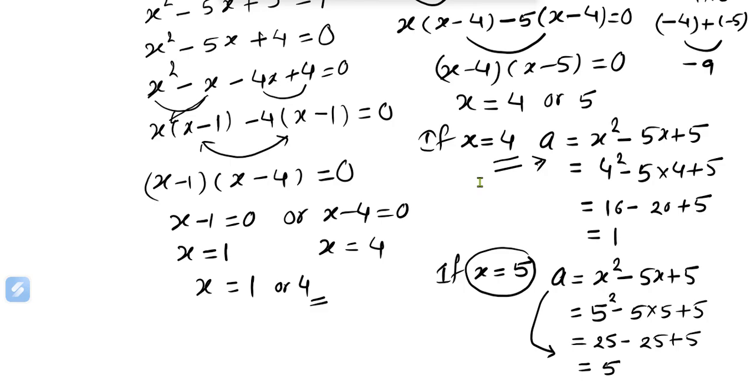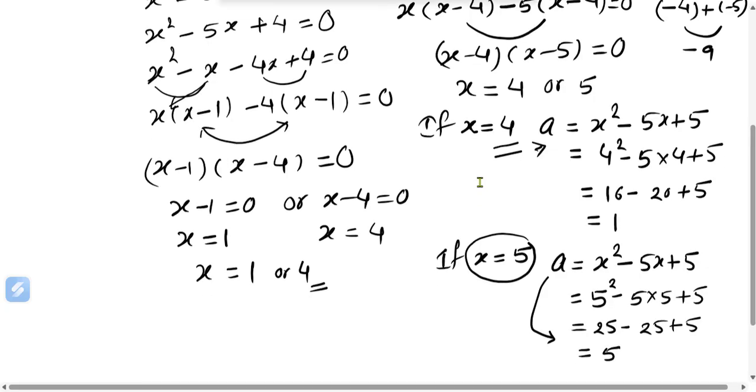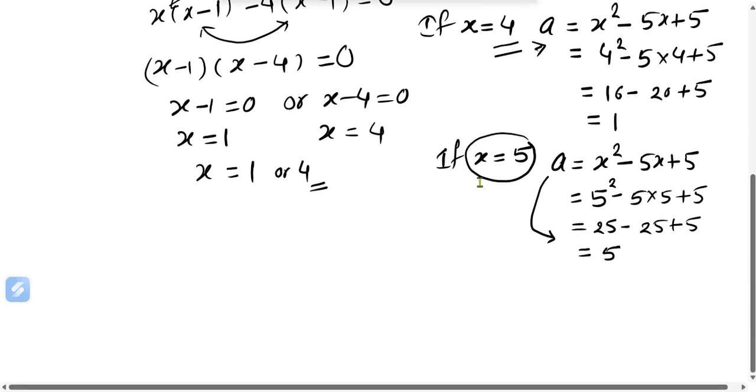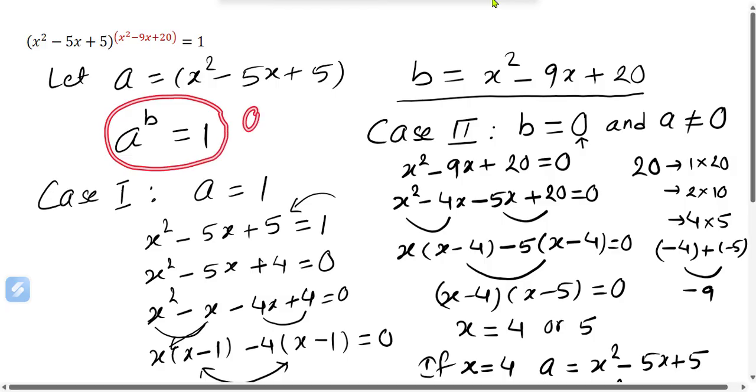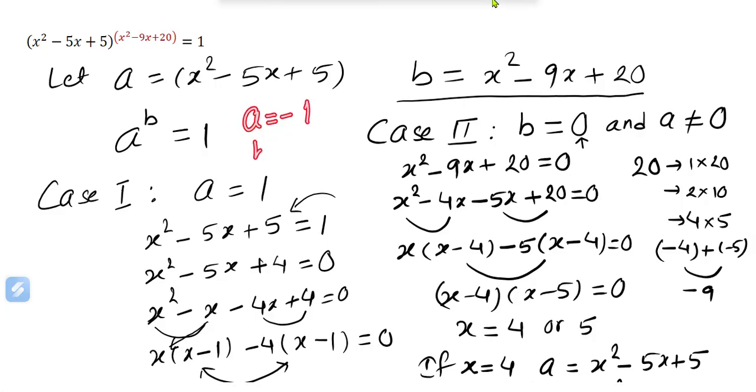So in this case, now we can say the possible values of x are both 4 and 5. Now the third condition. So here, if a is equal to minus 1 and b is any even number, then this condition is true.